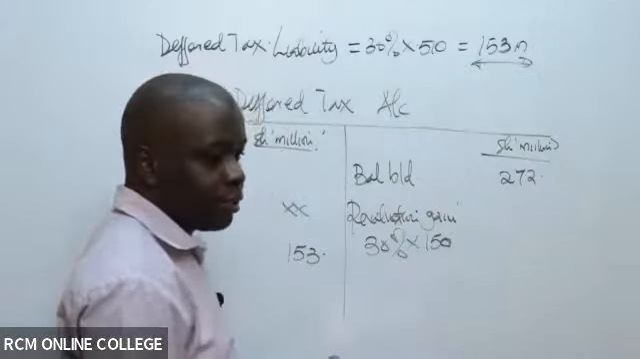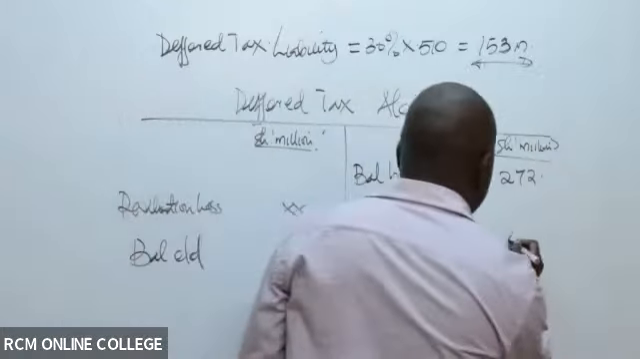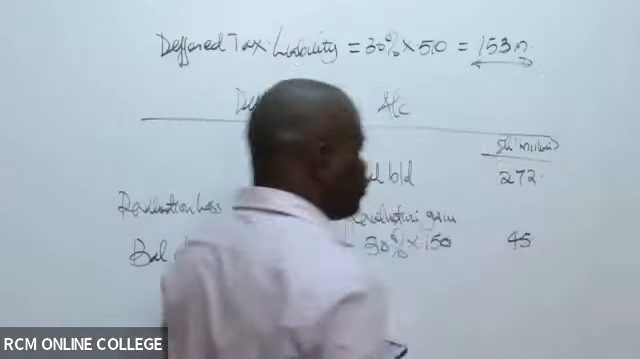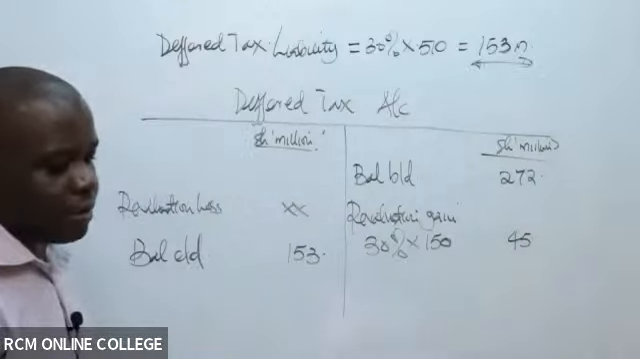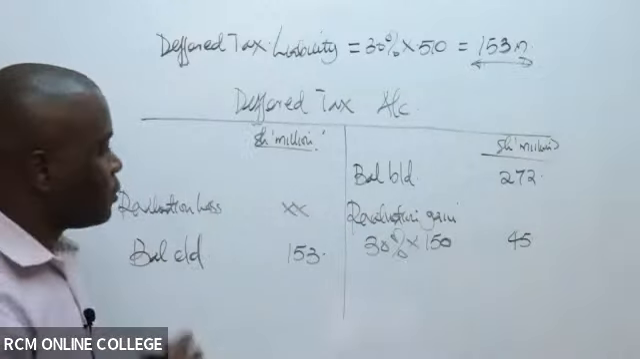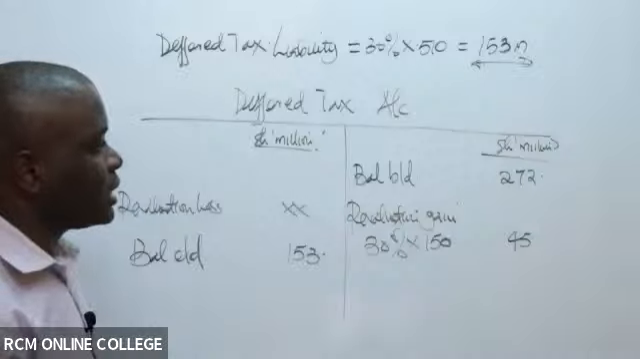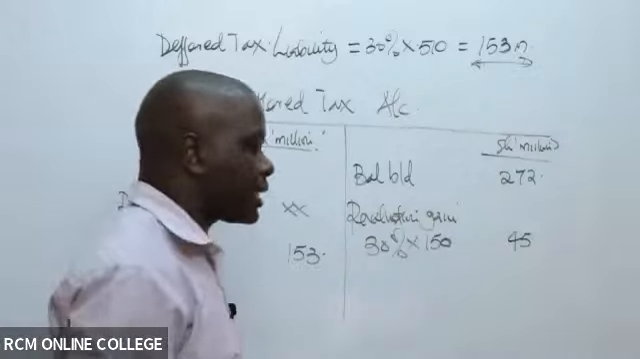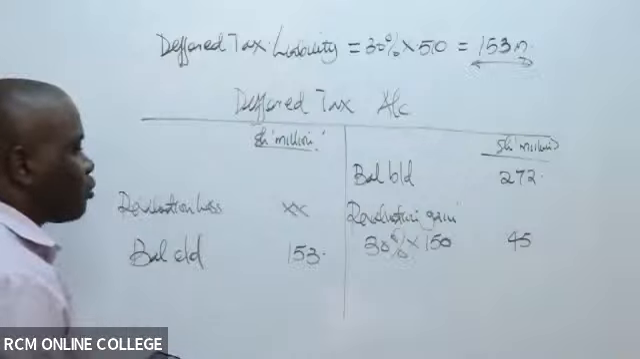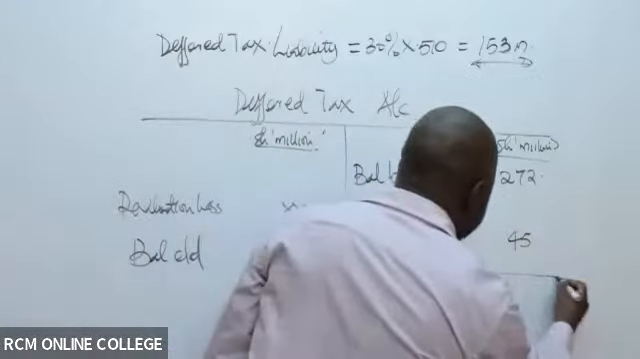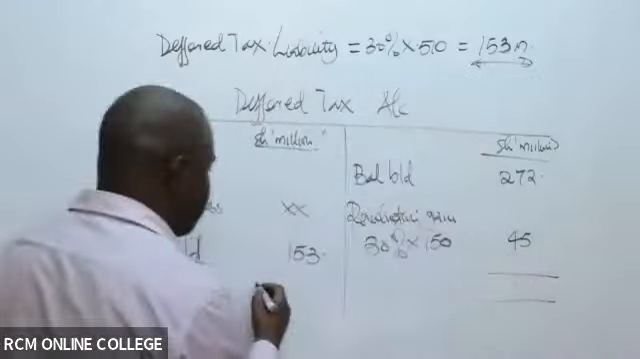30% of 150, you're getting 45. So in this case, I think all is actually complete. What we need to do in this case is balance our deferred tax account. Which side is more? Since the credit side is actually more.